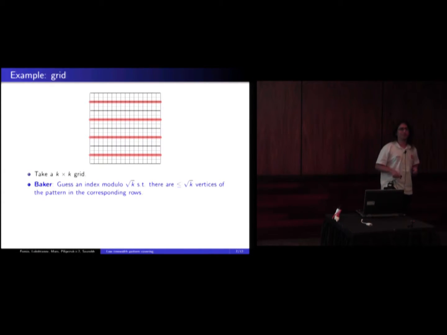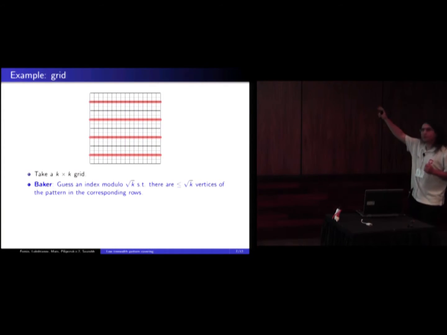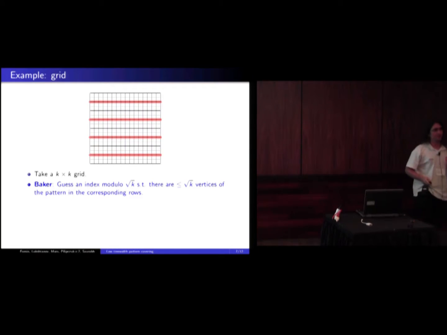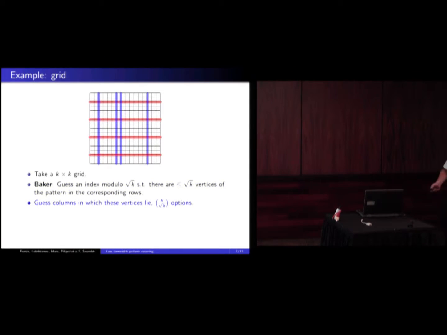Because the whole pattern has k vertices in total. So let me guess this index. Assume that there is some hidden pattern somewhere there. So I guess this index. I know that in this row there are only at most square root k vertices in total from the pattern. So therefore, let me guess now the columns in which these lie.